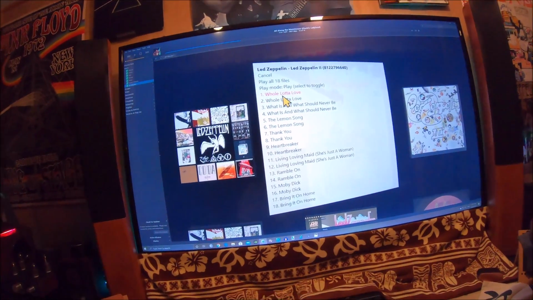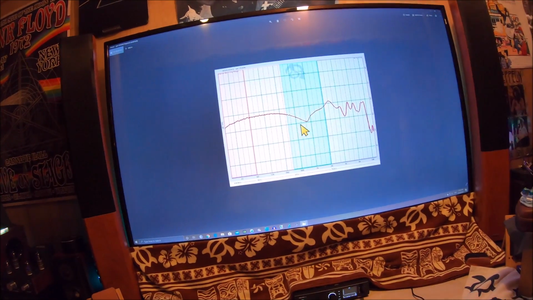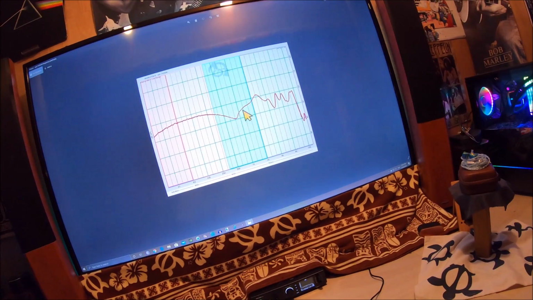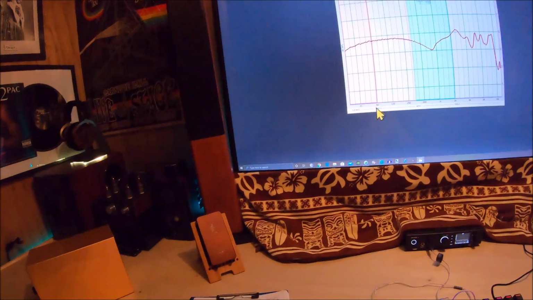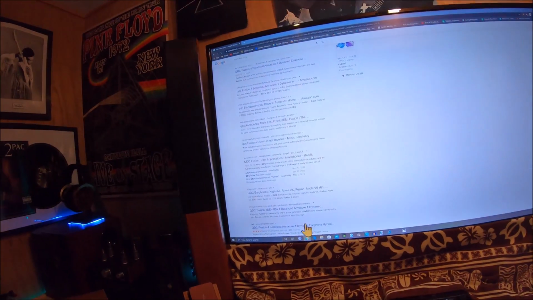This doesn't sound good. Whole Lotta Love. Why doesn't it sound good? Because of that. I like my bass, but... God, that was not done well. And there's an ironic thing. Look at that. This cursor trips me out.